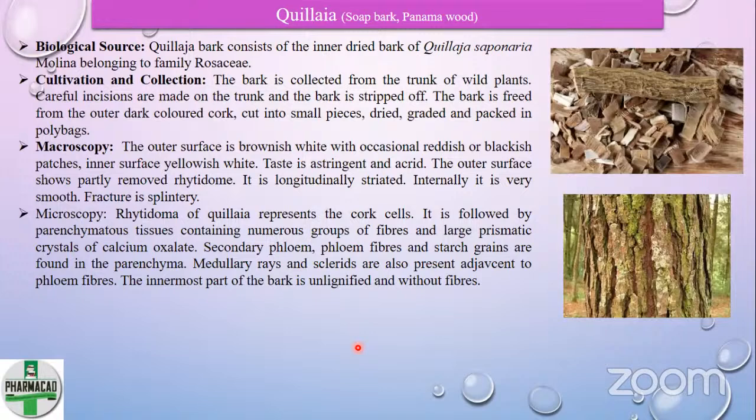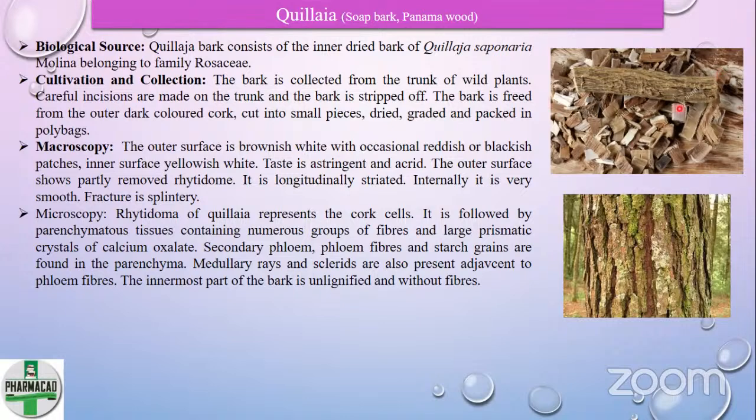Next, coming to quillaja or soap bark or Panama wood. Now, quillaja bark consists of the inner dried bark of Quillaja saponaria belonging to family Rosaceae. Okay, quillaja bark is collected from the trunk of the wild plant, and careful incisions are made on the trunk. If you have a look at this bark, it will look a little similar to licorice, but it is different. Okay, the bark is free from the outer dark colored cork and it is cut into pieces, graded and packed.